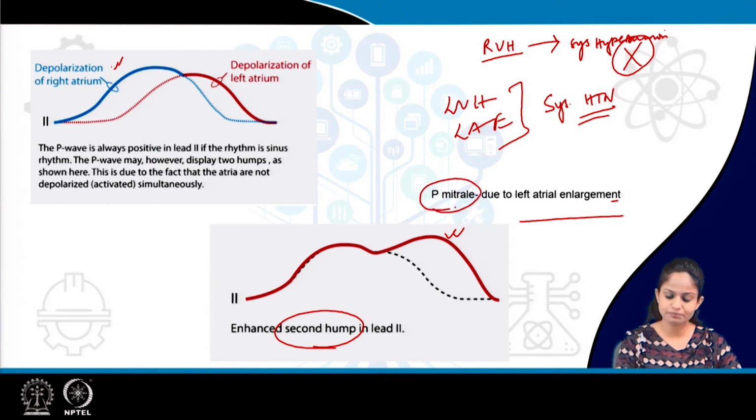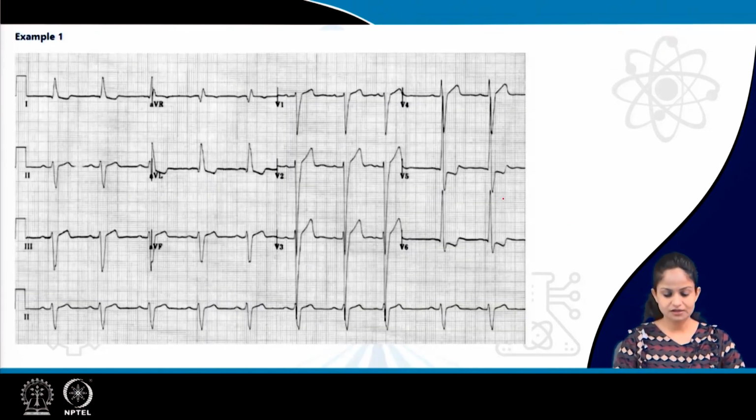This is also known as P mitrale, because left atrial enlargement and this sort of wave are usually seen whenever there is mitral valve pathology like mitral valvular regurgitation. That is why the wave is named P mitrale. The same we see in right atrial enlargement, which is related to pulmonary pathology, where we get P pulmonale. So, these are certain ECG features we get in left ventricular hypertrophy.